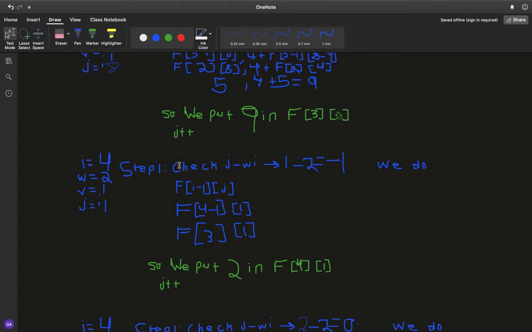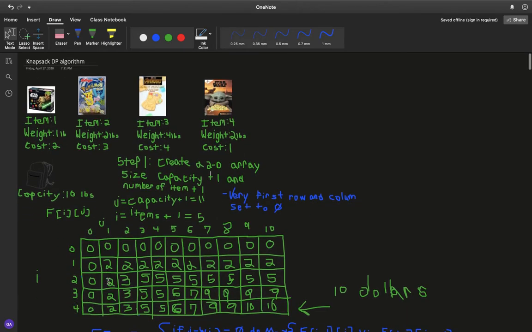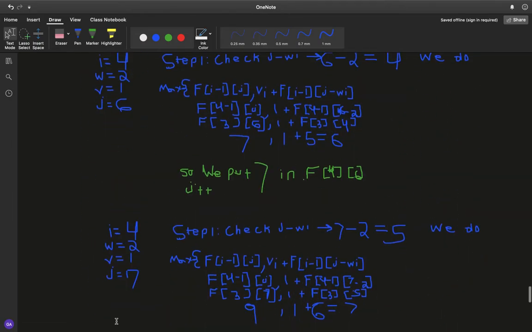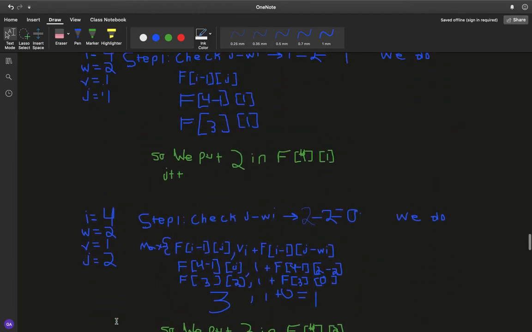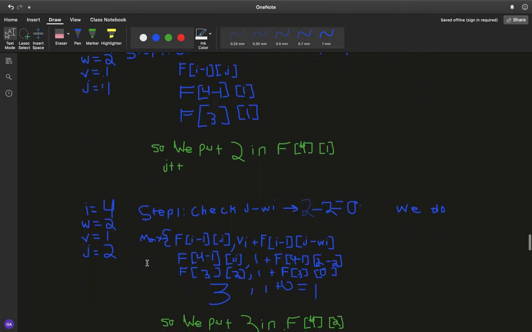So now we do step 1. We check j minus the weight: 1 minus 2, which is negative 1, is less than 0. So we do f sub i minus 1 of j, where i is 4, so 4 minus 1, which is 3. So we do f sub 3 of j, which is 1. So we check f sub 3 of 1, which is 2. So we would put 2 in f sub 4 of 1. Then we increment j. So now j is 2.